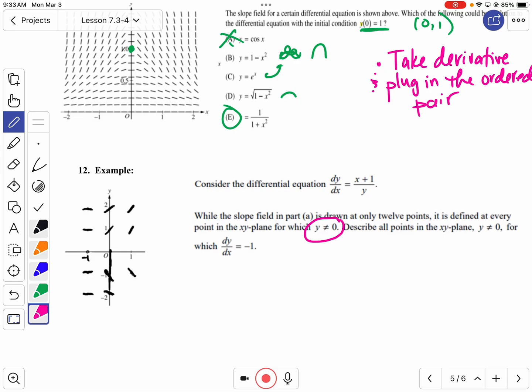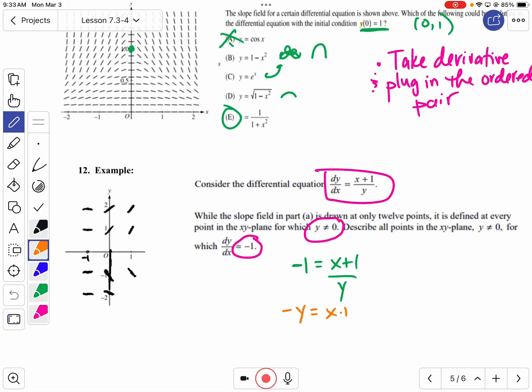So quadrant 4. All right, so let me show you something. What do they tell me dy dx equals? -1. So I'm going to take this differential equation, and I'm going to take the dy dx out, and I'm going to put -1 right there. Because we want to describe where these points are going to happen. Well, let's just solve for y. Y is a function of x. So that would give me -y equals x plus 1. And what would y equal? Yep. So that is where the derivative would equal -1, as long as y is equal to -x minus 1.